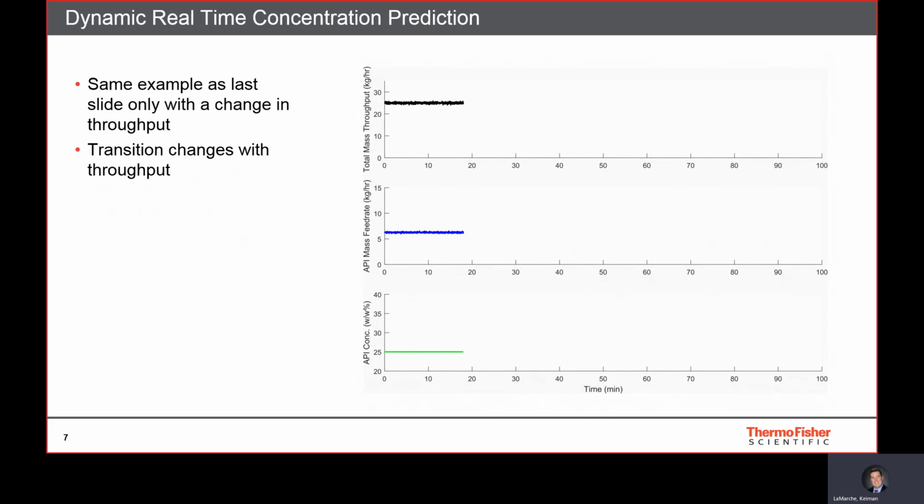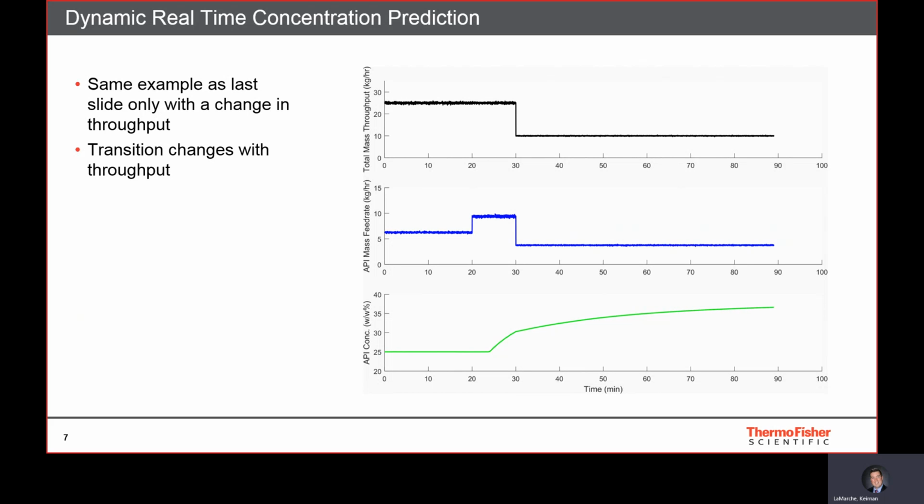So let's look at a slightly different example. This is the same step change simulation as the last slide, only now a change in throughput is also included. You can see the rate of the change in the concentration adjusts when the change in throughput occurs. So this is how our model can take this sort of thing into effect.